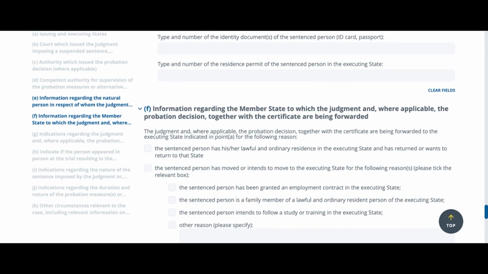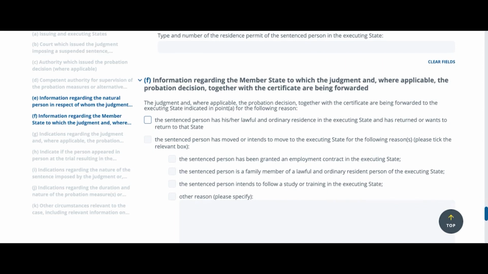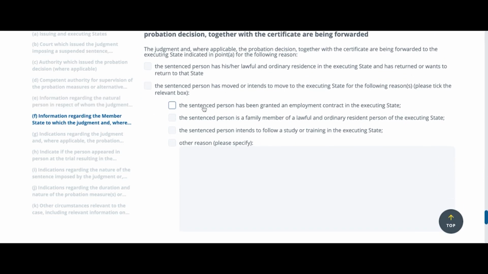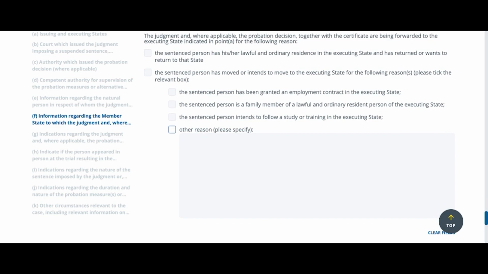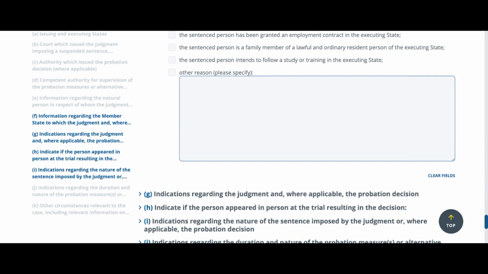Information regarding the member state to which the judgment and, where applicable, the probation decision together with the certificate are being forwarded. Again, we have the different situations that are provided in the framework decision. This is the first scenario where the person is lawfully and ordinarily resident or has returned or wants to return. The sentenced person has moved or intends to move. The sentenced person has been granted employment, family contact, study or training, or other reasons behind the intention to move.